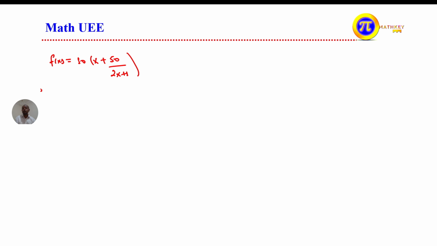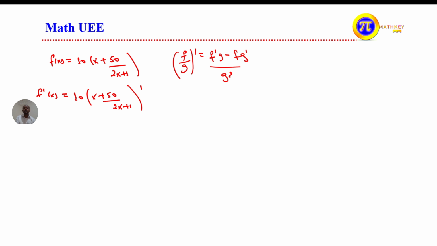What is f derivative at x? It means we differentiate this function: the derivative of x plus 15 over 2x plus 1. The derivative of x is 1. For the derivative of 50 over 2x plus 1, we apply the quotient rule. The derivative of f over g is f derivative times g minus f times the derivative of the denominator, divided by g squared, where g of x is different from 0.